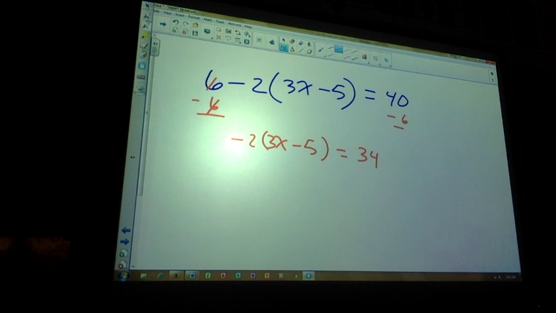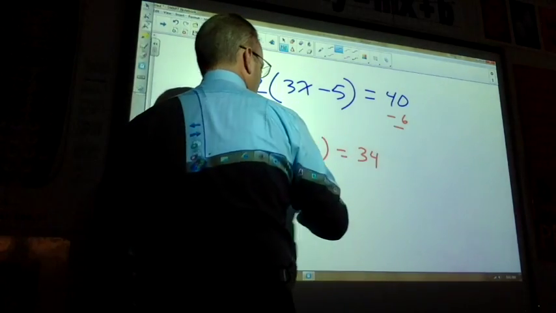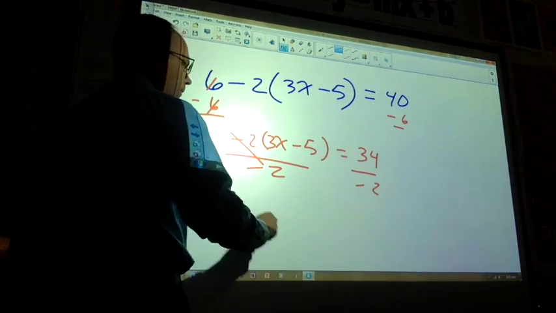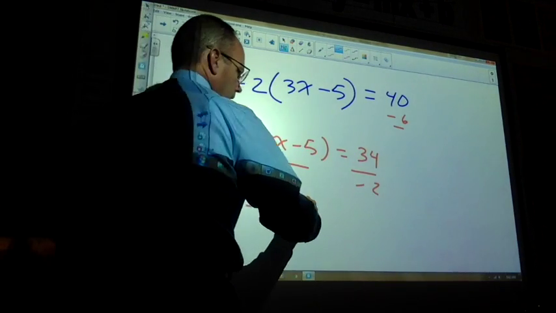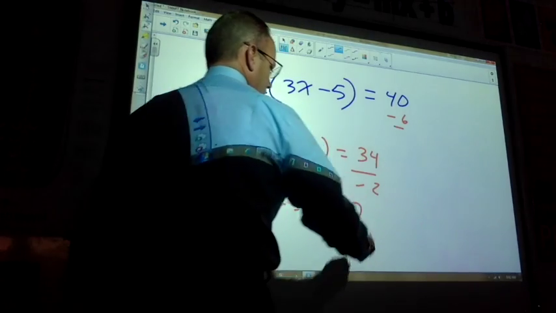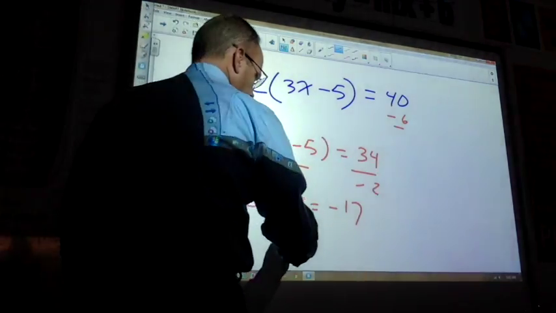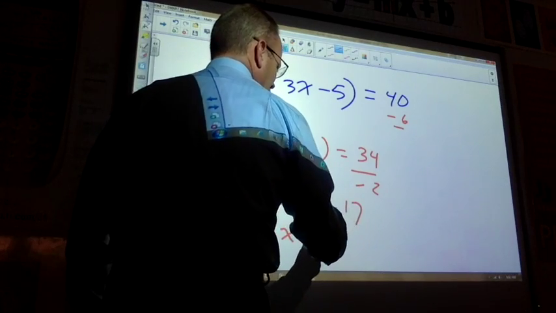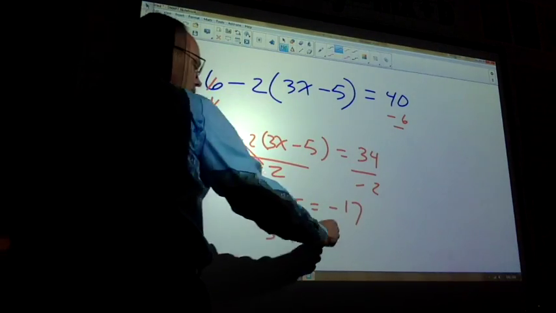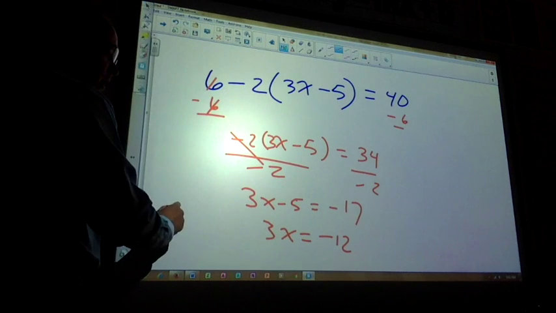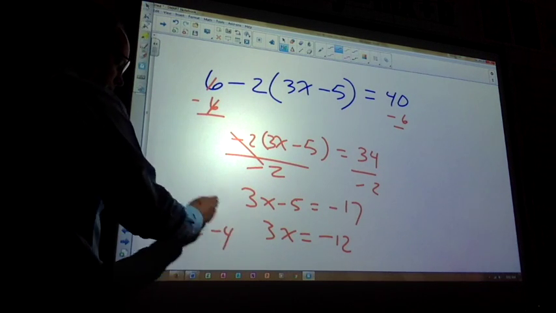All right, back to our story. Let's divide each side by -2. Drop the parentheses. Add 5. I'm just verbalizing it. Adding 5, so I get -12. Divide by 3. Done.